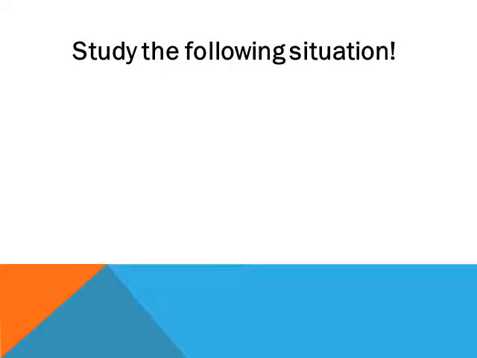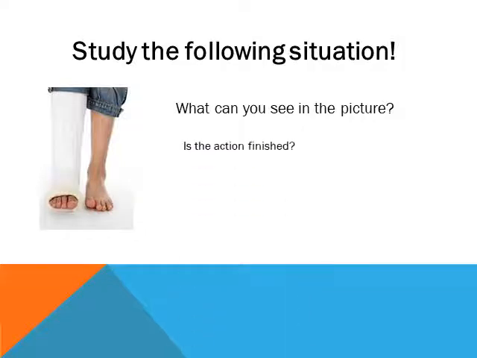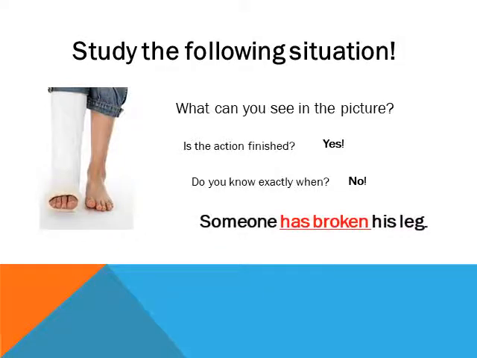The first situation is, we have this picture. What can you see in this picture? Yes. A broken leg? Yes, maybe. Okay. Is the action finished? Yes, the action has finished. Very good. Do you know exactly when the action finished? No. So, what do we say? We say someone has broken his leg.